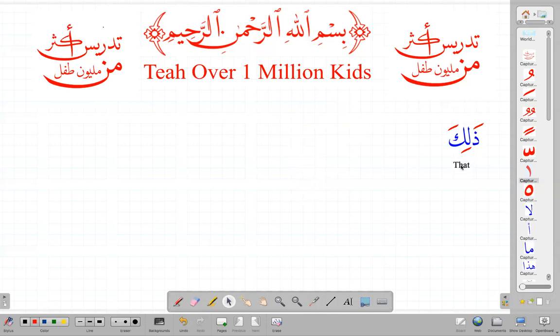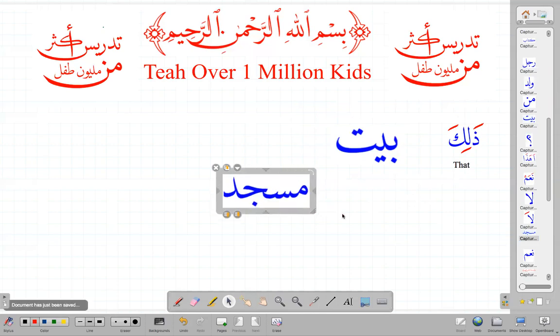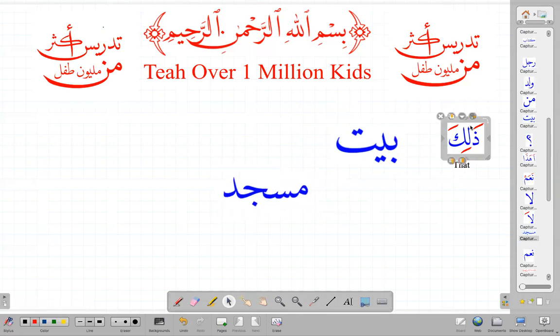هذا بيت. هذا مسجد. We do the same for ذلك. ذلك بيت. ذلك مسجد. Same. So we have to put a vowel as well. This is second time we are going to put the vowels. ذلك بيت. ذلك مسجد.